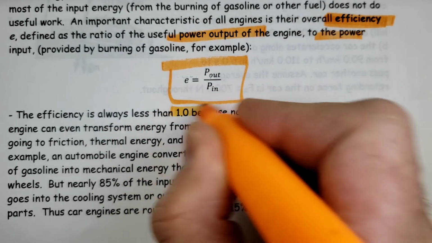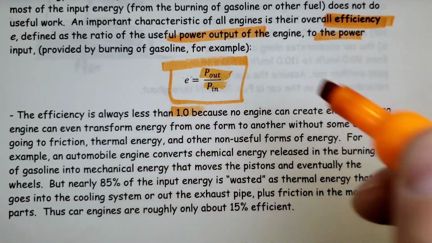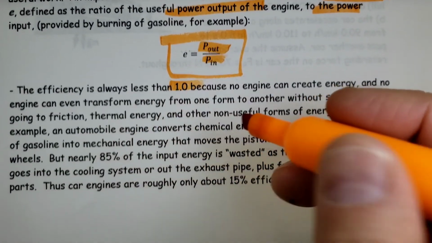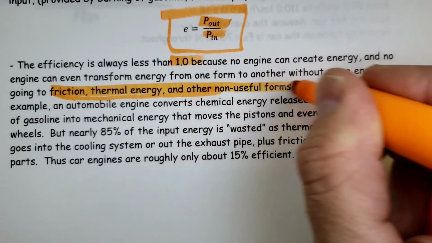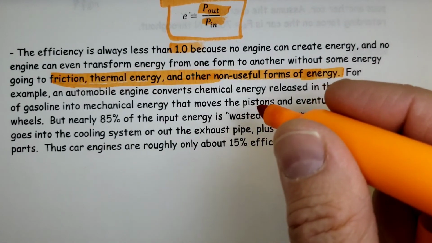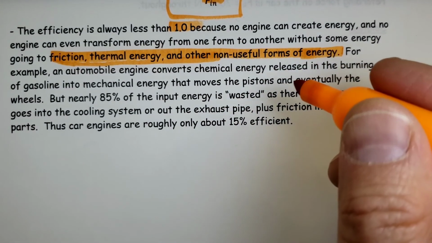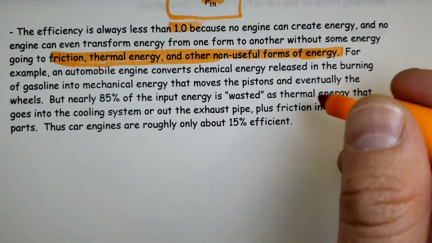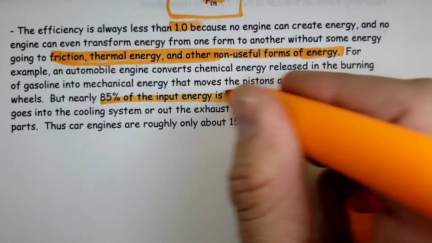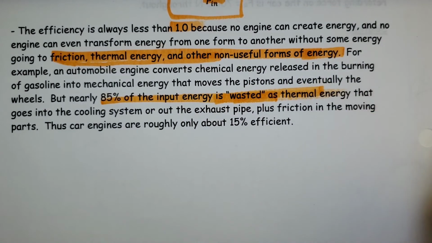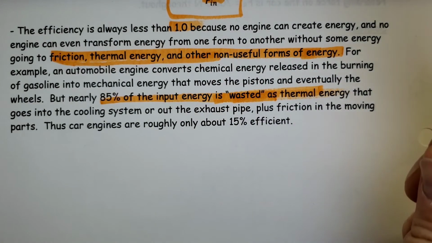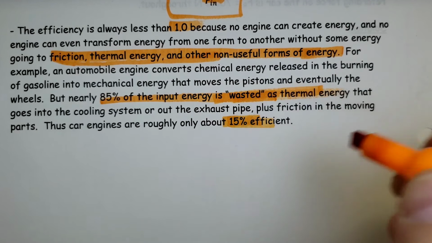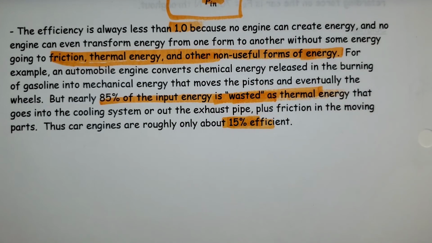So the efficiency is always less than 1 because you'll never get out of it completely what you put into it. No engine can transform energy from one form to another without some energy going to friction, thermal energy, and other non-useful forms of energy. For example, an automobile engine converts chemical energy released in the burning of gasoline into mechanical energy that moves the pistons and eventually the wheels. But 85% is wasted, which is a huge amount. It's going out the exhaust pipe as thermal energy, friction, etc. Cars overall are only 15% efficient. So you can see not very efficient there at all.